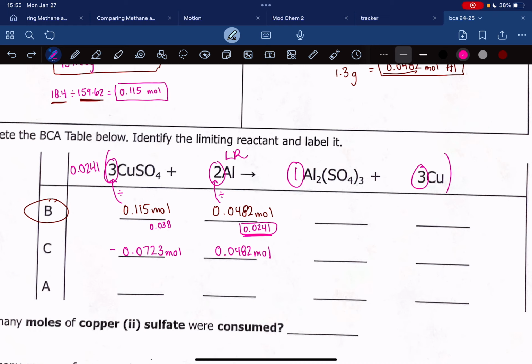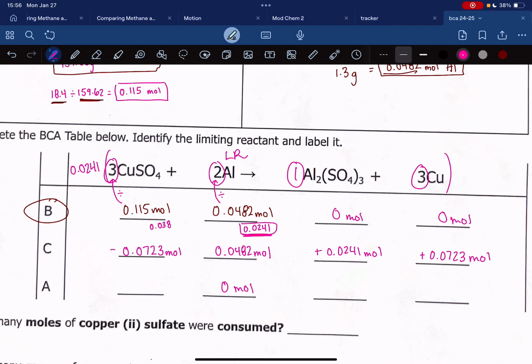How much aluminum sulfate am I going to make? I'm going to end up making 0.0241 moles, and I will end up making 0.0723 moles of copper. Of course, I started with 0 moles of both of my products. And now this is just a subtraction problem and addition, right? So I'm going to run out of aluminum.